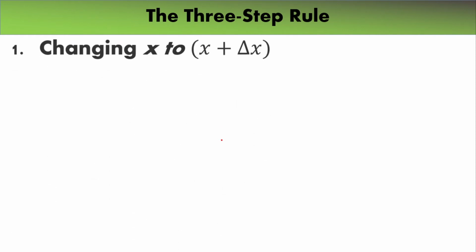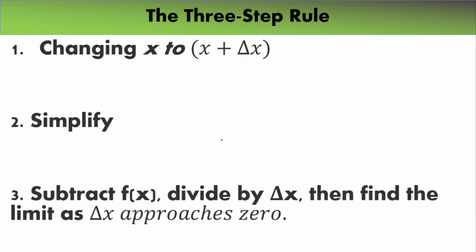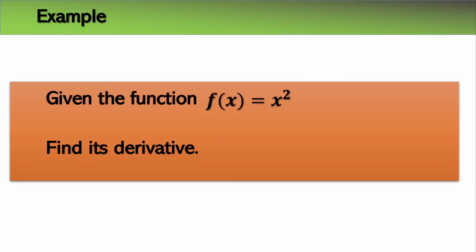So first, we have to change x to x plus delta x, and then simplify. And lastly, we have to subtract f of x divided by delta x, then find the limit as delta x approaches 0. So first example, we are given the function f of x equals x squared, and we are asked to find the derivative using the alternative definition of derivative.